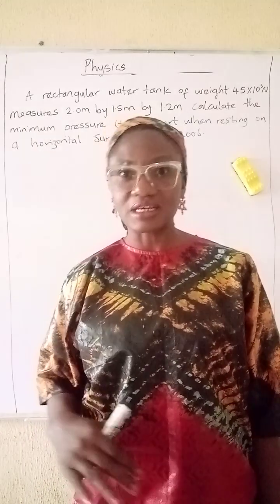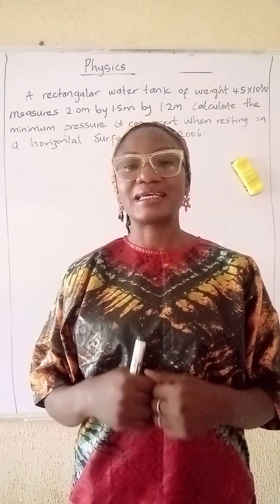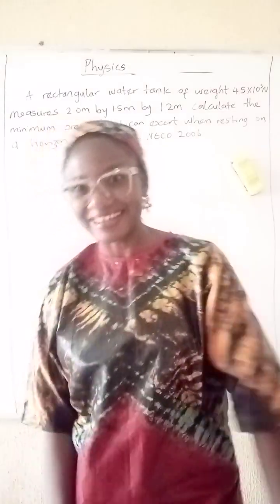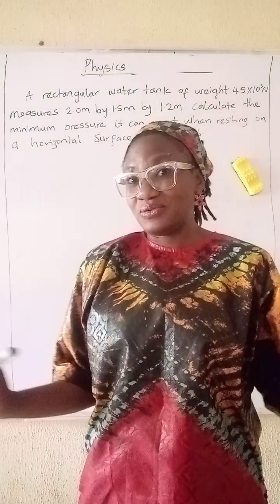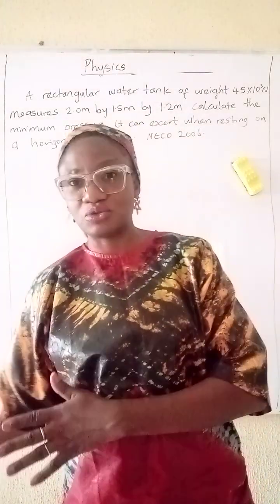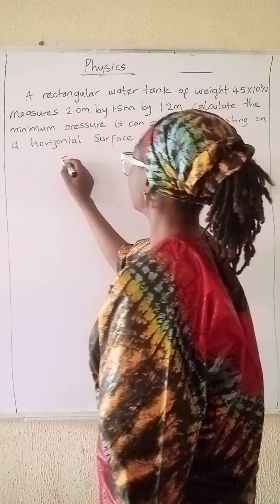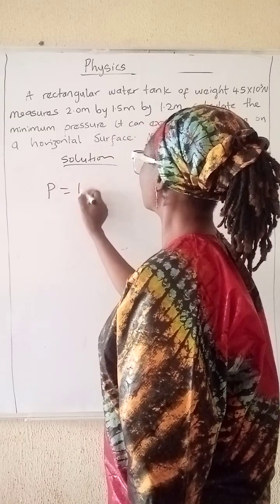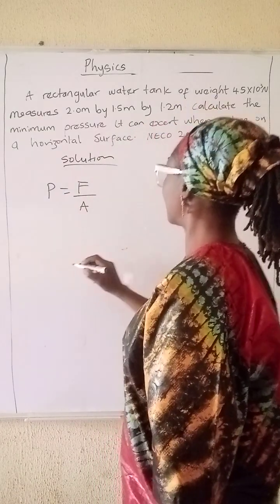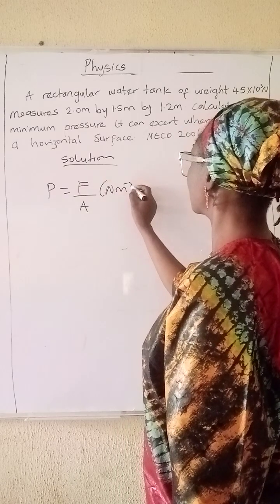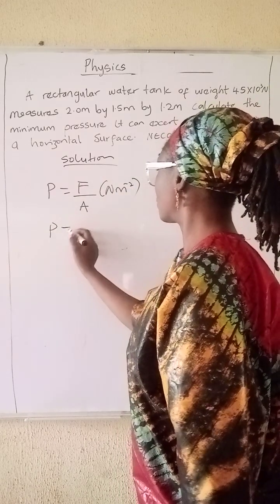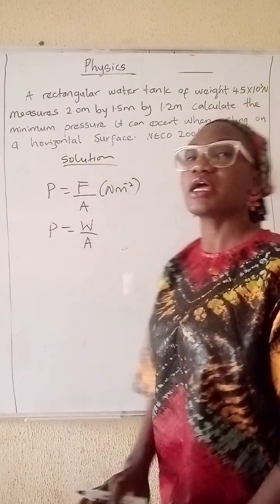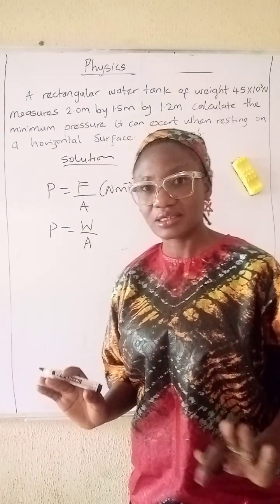Okay, by now you know the formula for pressure and you can define pressure. Pressure is simply defined as the force per unit area, or the force acting perpendicular per unit area. Some say you must put the perpendicular, because the force has to be perpendicular. So, solution. Pressure is equal to force per unit area, and the unit is Newton per meter squared, right? And we know that pressure is also weight per unit area. So either of these formulas is correct.